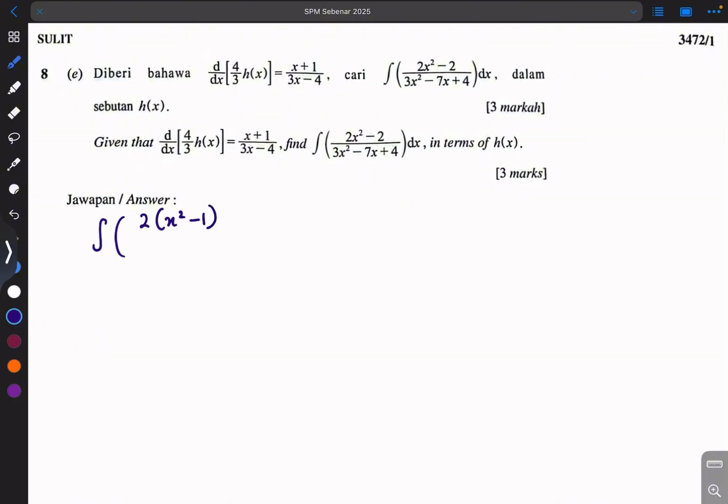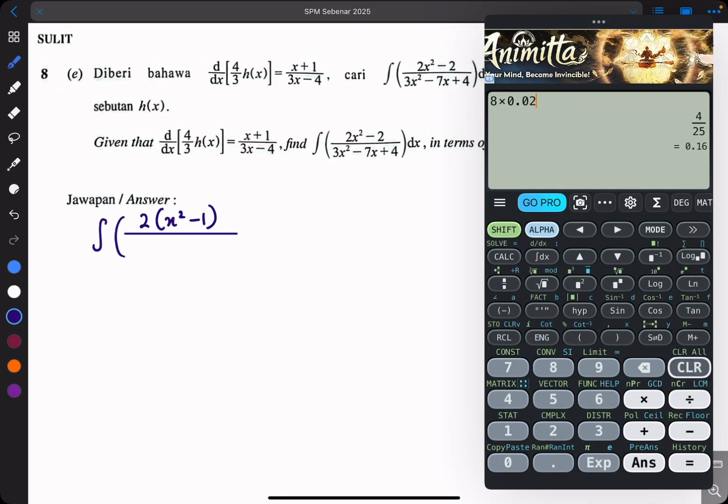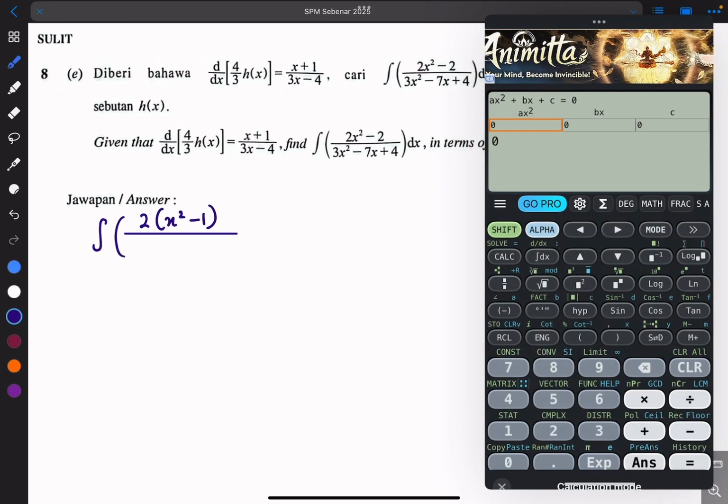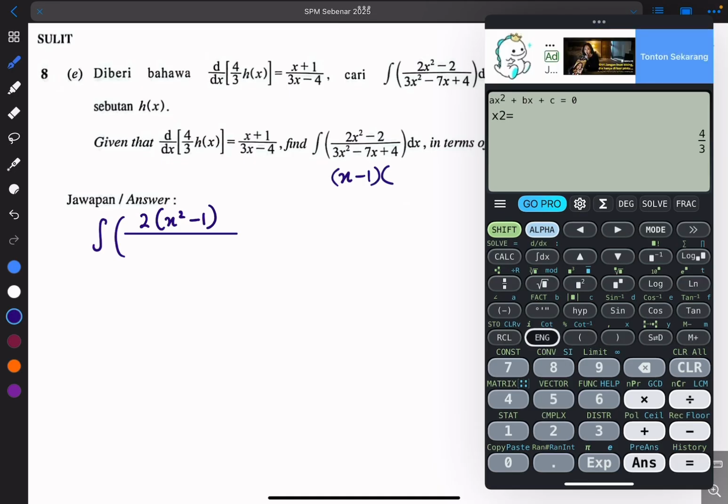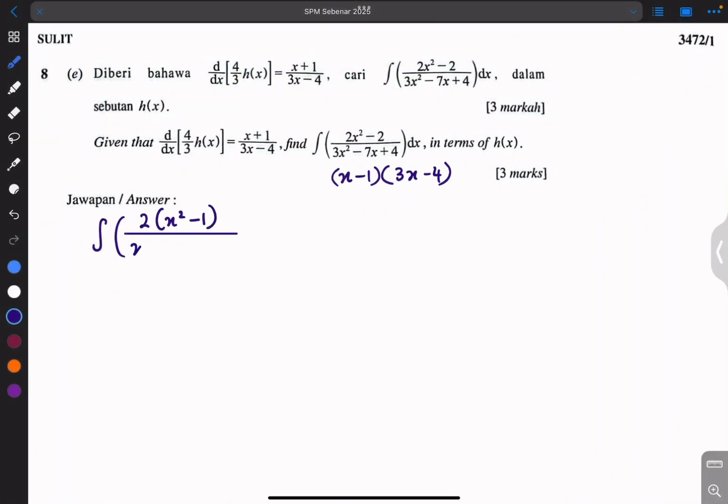We'll be left with this. And then down here we can just use the calculator to factorize. A is 3, B is negative 7, C is 4. So here our x is 1, so x minus 1. The other x is 4 over 3, so 3x minus 4. Okay, so this will factor out into this.